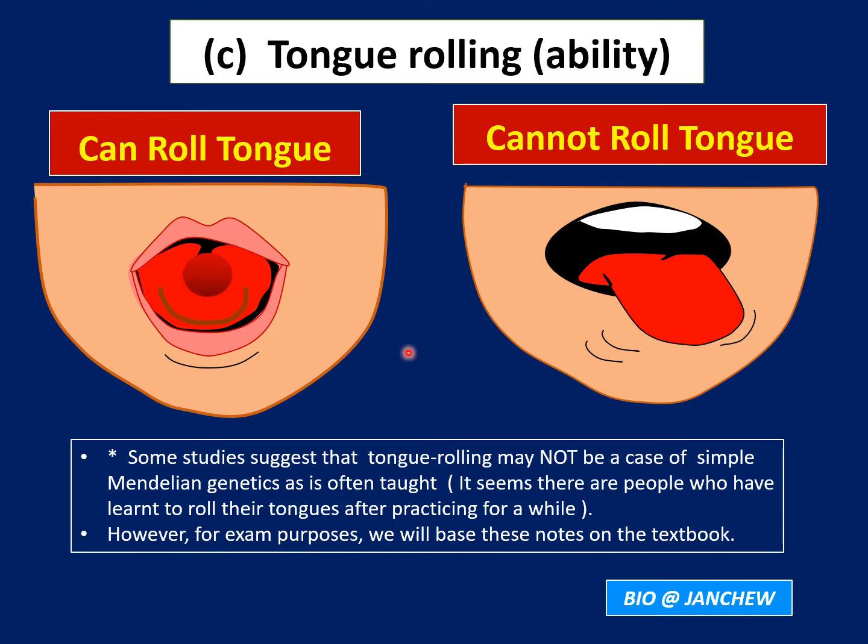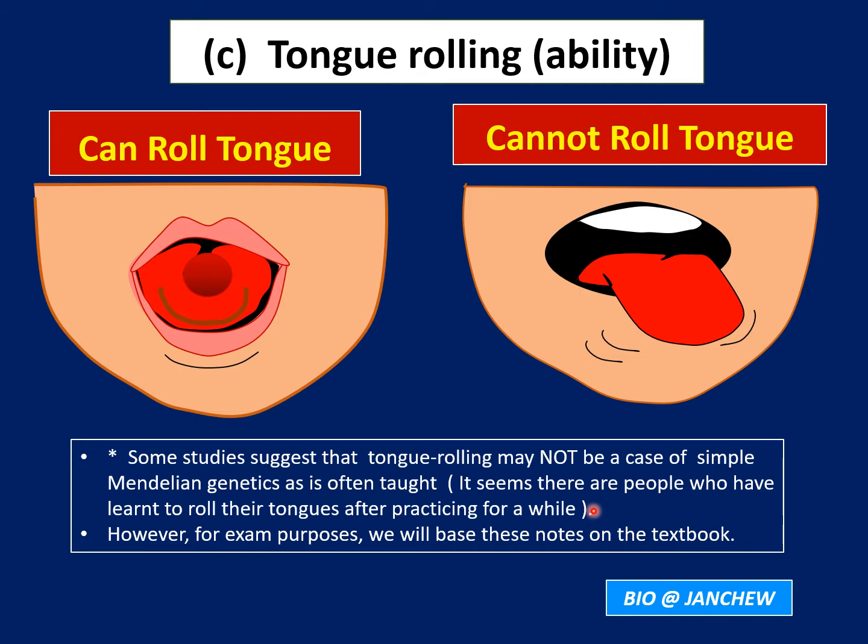However, as a side note, some studies have suggested that tongue rolling may not be a case of simple Mendelian genetics, as is often taught. It seems that there are people who have learned to roll their tongues after practicing for a while. So is tongue rolling genetically determined? Or maybe the inheritance of tongue rolling is more complex? Is it caused by just a pair of alleles?